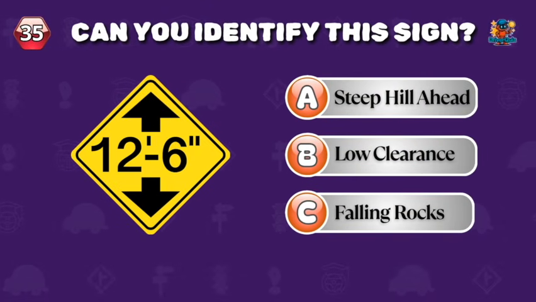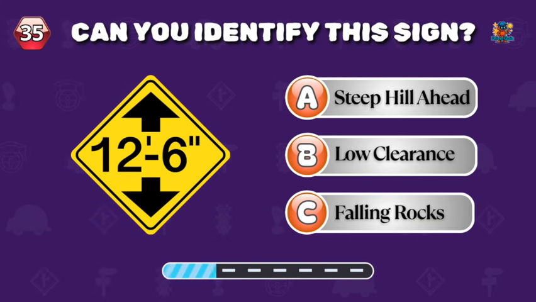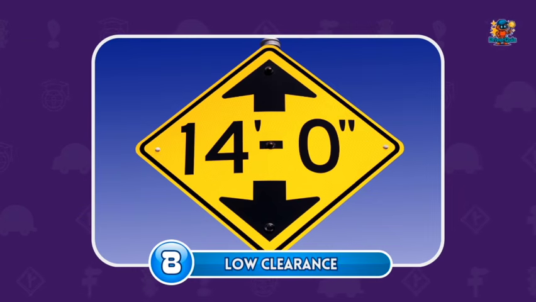Question 35. A. Steep hill ahead. B. Low clearance. C. Falling rocks. Low clearance. Vehicles taller than the posted height may not pass. Use caution.